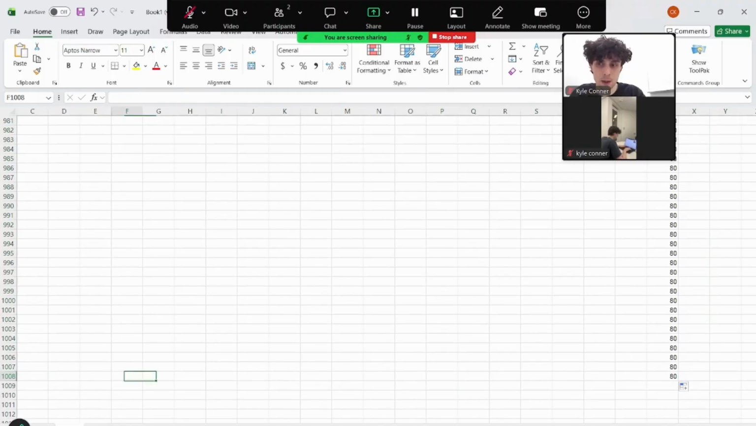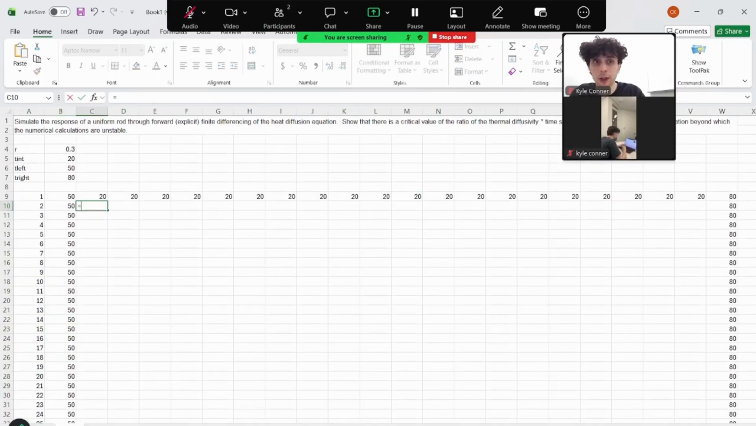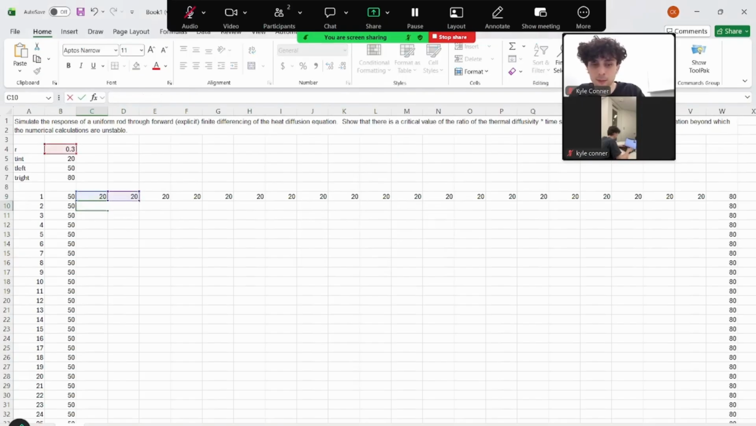Yeah, okay. All right, so now we're going to do our heat diffusion equation, which, if you remember correctly, was our temperature initial plus our R value times this value right here minus 2 times that initial value, plus temperature to the right minus 2 times temperature to the left. That's why I didn't set it up.